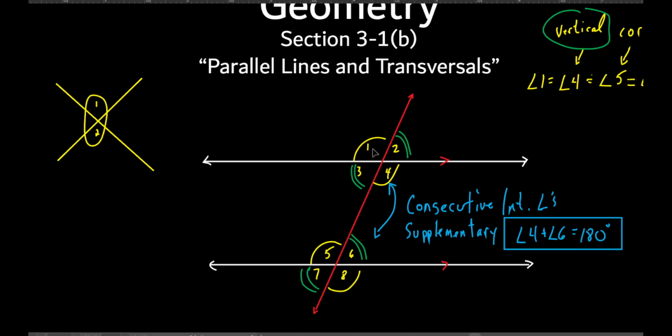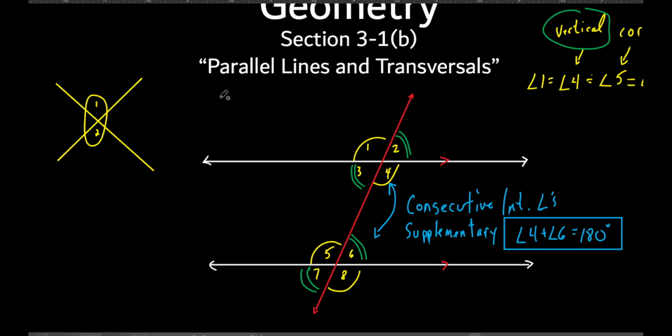Now look at angle 1 and 6. We don't really have a name for them. We didn't specify any kind of relationship between angle 1 and angle 6. They're not alternate exterior angles because 6 is interior. They're not alternate interior angles because 1's exterior. And they're really not consecutive interior angles. But since this one is obtuse and this one is acute, what's true about angle 1 and angle 6?